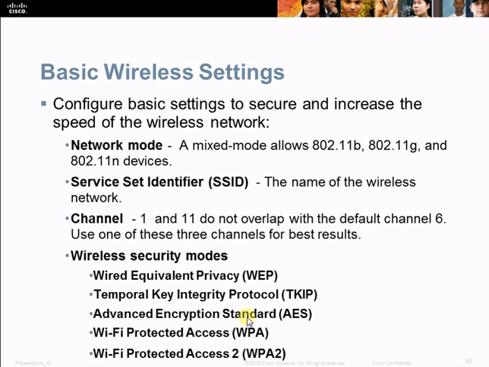The best one here would be Wi-Fi Protected Access 2, WPA2. You never want to leave your wireless access point open and not have some type of encryption. Like I said, WPA2 is the best to date.